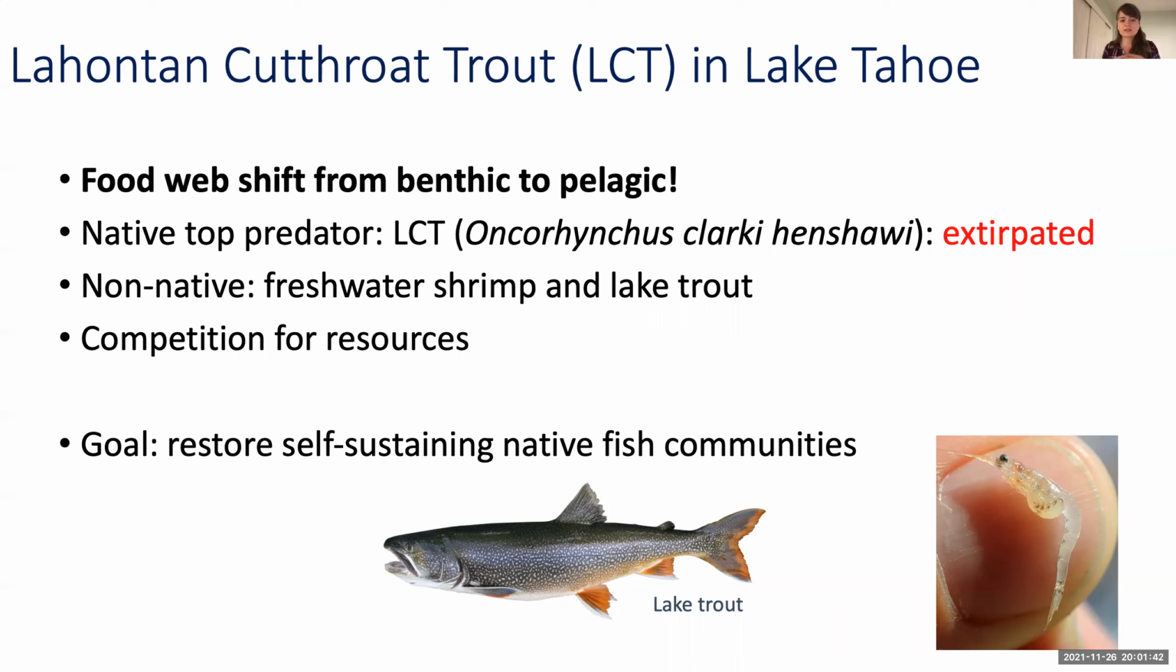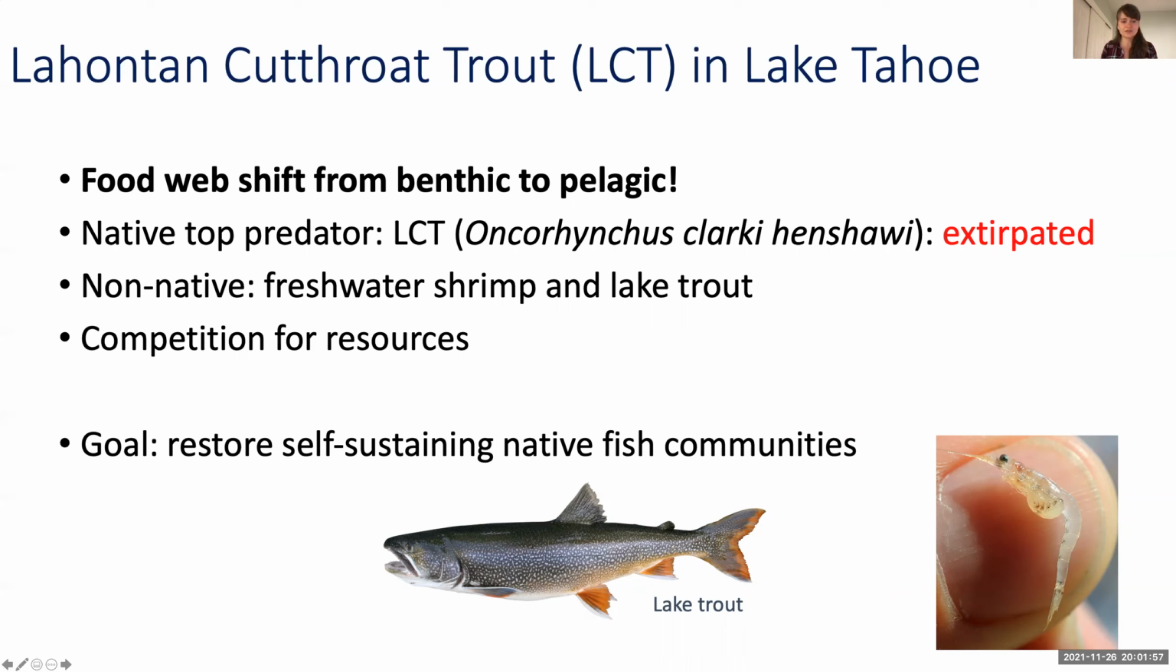But in Lake Tahoe, it has many invasive species, and researchers believe that the key tipping point for their food web, though, that dramatically altered it, was the introduction of this mysis shrimp, this tiny little thing, and this lake trout.